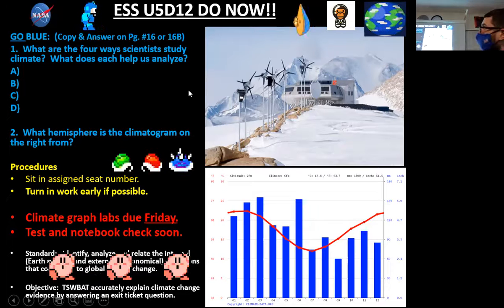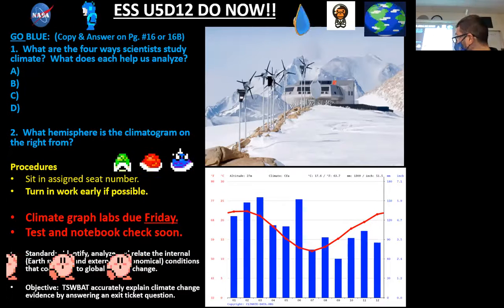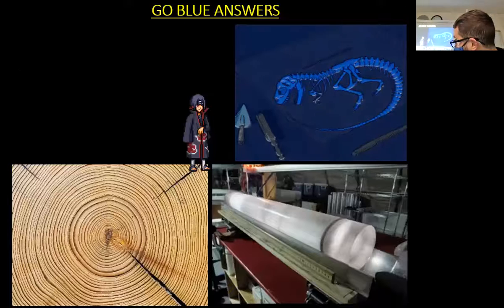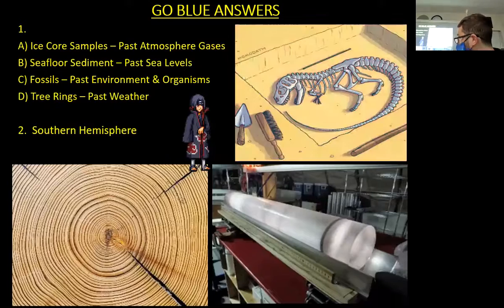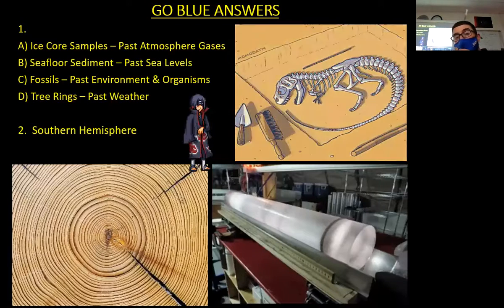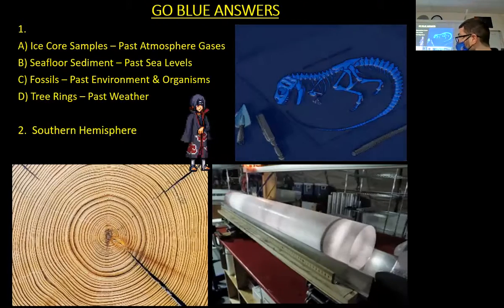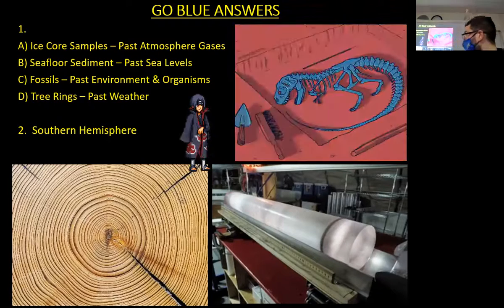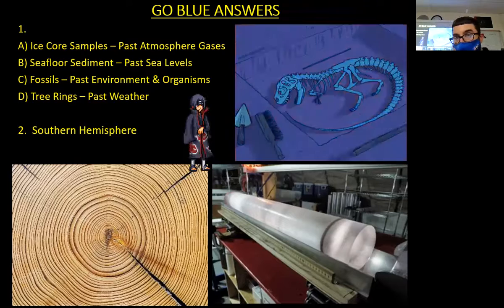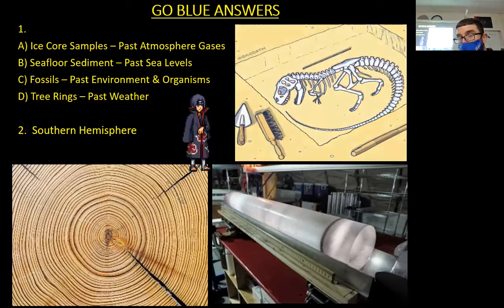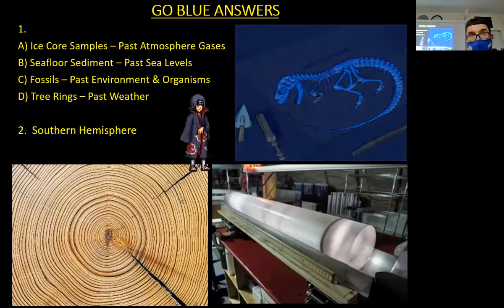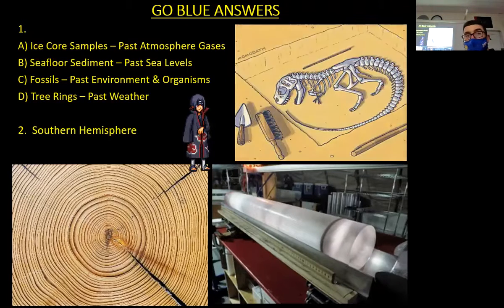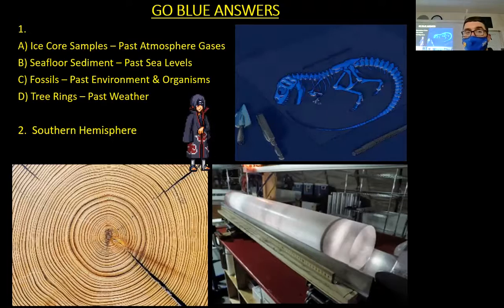Our questions included, number one, what are the 4 ways scientists study climate? What does each help us analyze? And 2, what hemisphere is the climatogram on the right from? Our answers included the graph on the right, because the middle months were cold, it's going to be the southern hemisphere. And our 4 examples are ice core samples, which have gases from past environments; seafloor sediment, that shows us the past sea levels; fossils, which again show us the past environment and the organisms. So if we have a fish fossil somewhere in the desert, there was once water there. And then tree rings show us the weather from many years past.